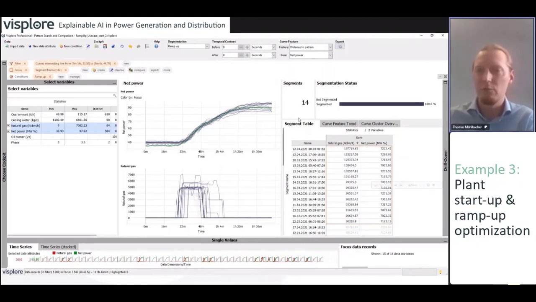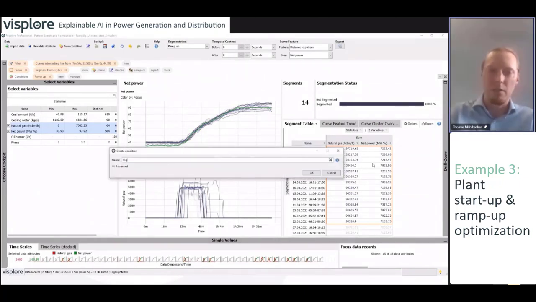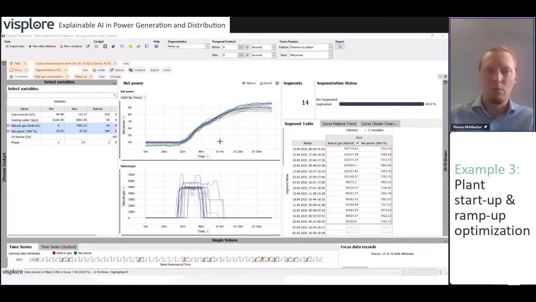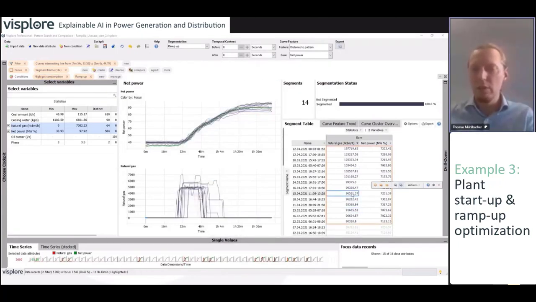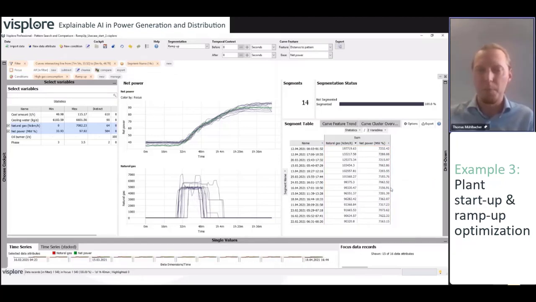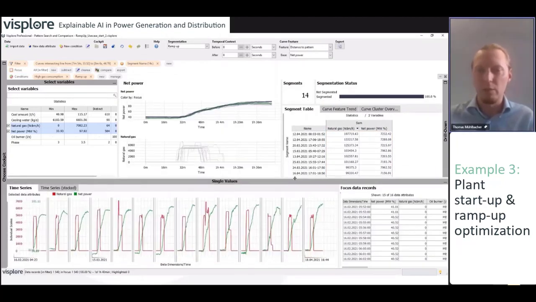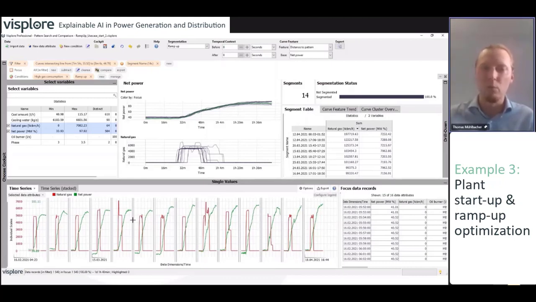Let's select these 14 gas intensive ramp ups, and we can give them a name as well, for example, high gas. Okay. So again, we have labeled the data and have identified our high gas consumptions. And with this, we can also filter on them because now we want to focus really on these cases. So we're looking at 14 cases where the most gas was consumed.